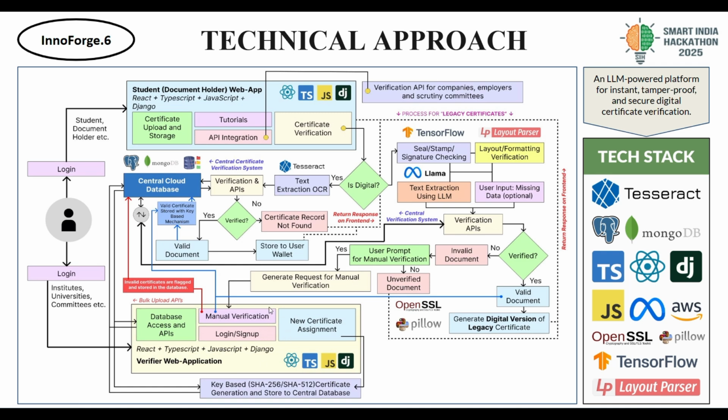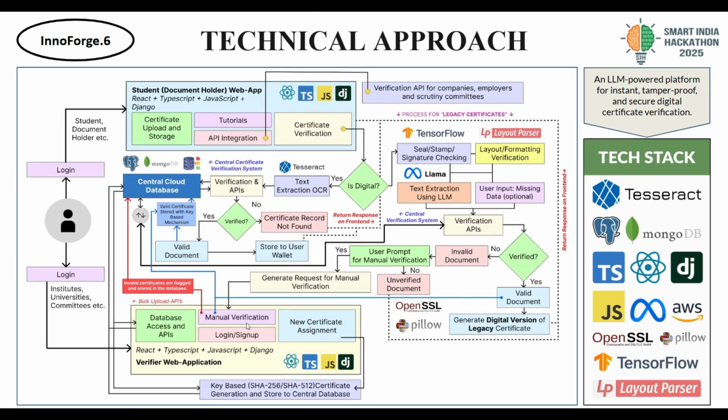Now, what the university will do is contact the specific organization issuing the certificate to verify the certificate manually. So if in the manual verification we find out it is a valid certificate, we will return the response on the front end that it is a valid document and we will generate a digital copy of it. Also, the valid certificate will be stored in the database with a cryptographic key so that when the same certificate is scanned again, all this process will be skipped and we can verify the certificate using the cryptographic key. And also, it will be stored in the user wallet and a response will be returned on the front end.